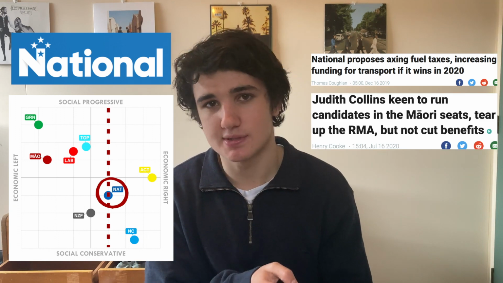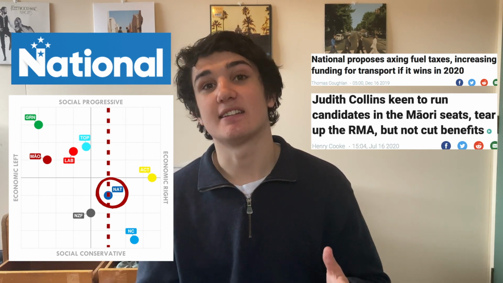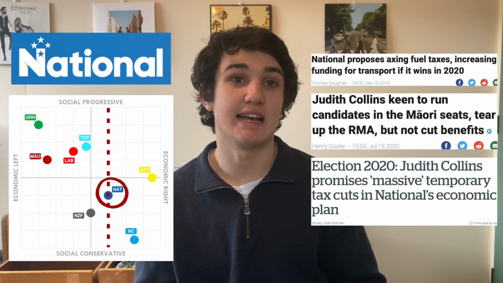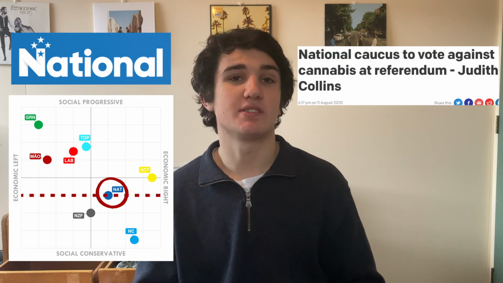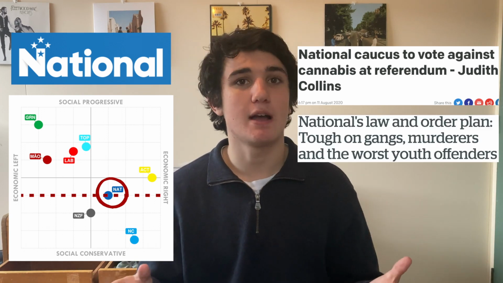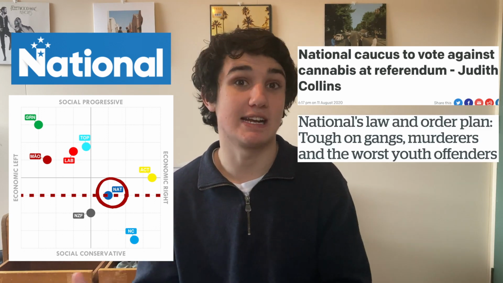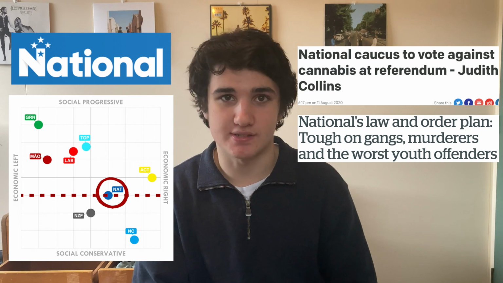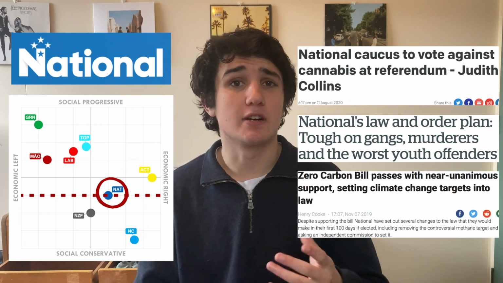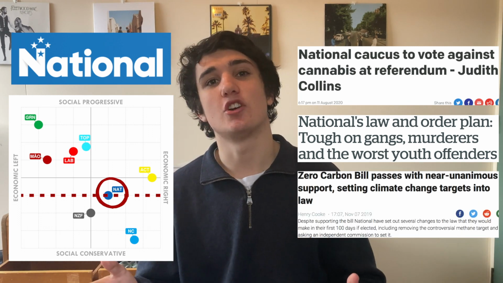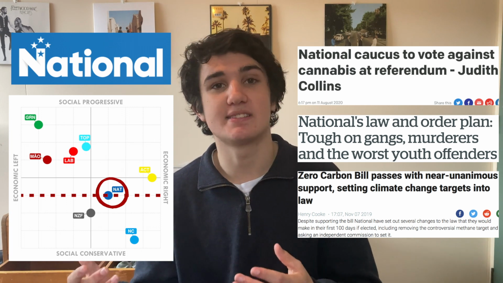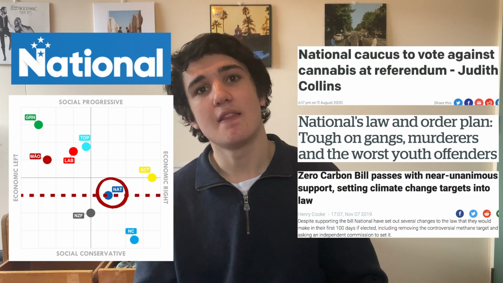benefits at current levels. More recently, they announced that if elected into government, they'll be implementing legislation to cut income tax rates. The National Party is socially conservative. They don't want to legalise cannabis, and they have a tough on crime stance that means more crackdown on gang activity and taking away prisoners' right to vote. They did support the Zero Carbon Act, however they did express concern at its methane targets and promised that if elected back into Parliament, they would tweak it.